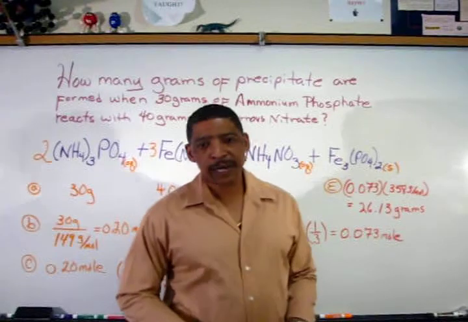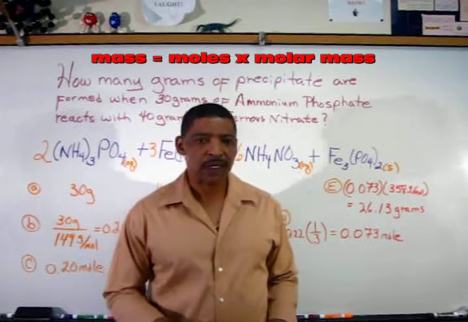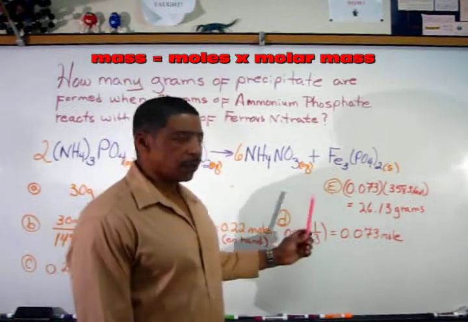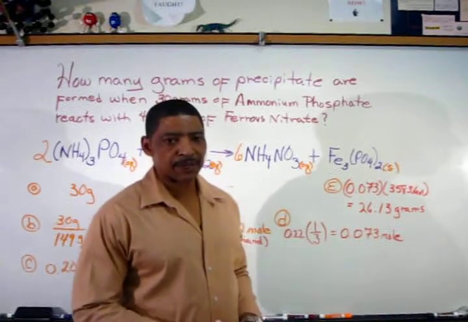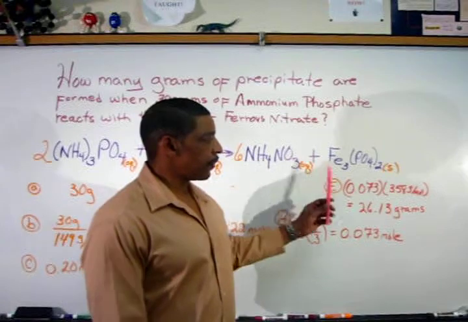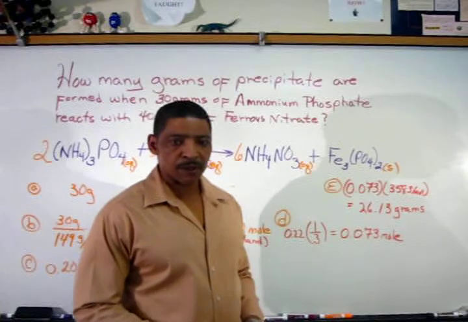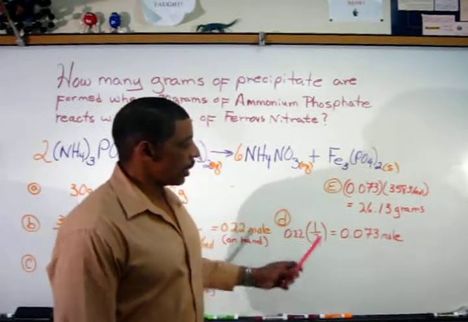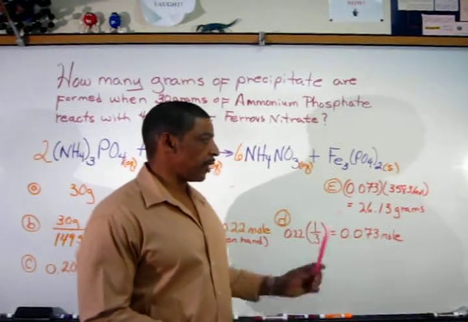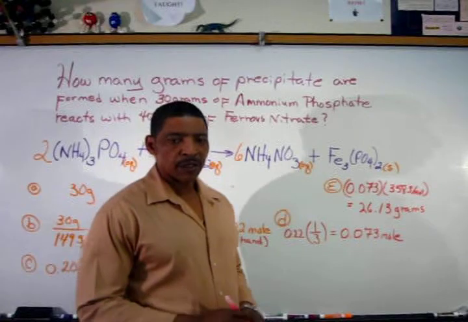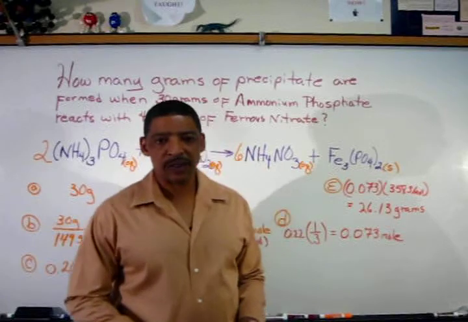To find the actual mass of the precipitate, simply rearrange the mole calculation as follows, where mass is equal to the moles of the compound times the molar mass of the compound. The molar mass of ferrous phosphate is 358 grams per mole. So multiplying 0.073 times 358 grams per mole will yield a final answer of 26.13 grams of precipitate.